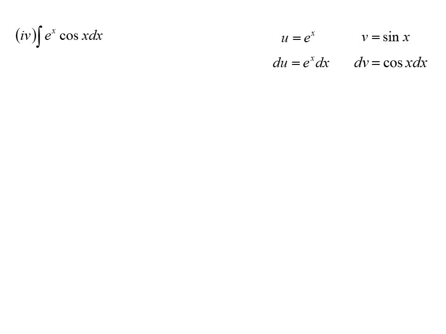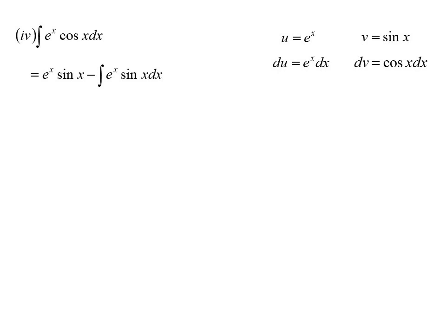Why did I choose that one? Well, I guess I chose it for the mere fact that when I integrate cos x, I'll get a positive sin x. Whereas if I differentiated cos x, I would have got negative, and I just like all positives. Again, it doesn't matter. uv minus the integral of v du.